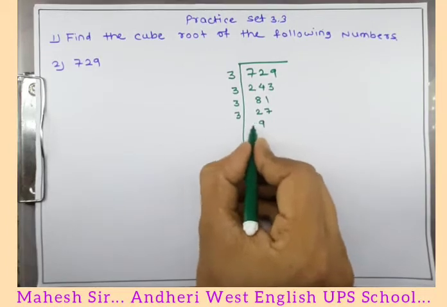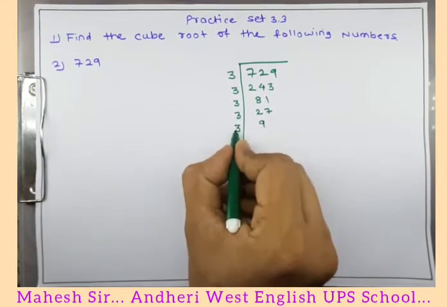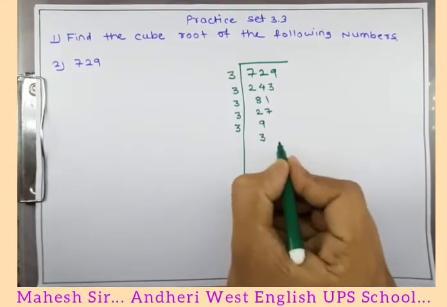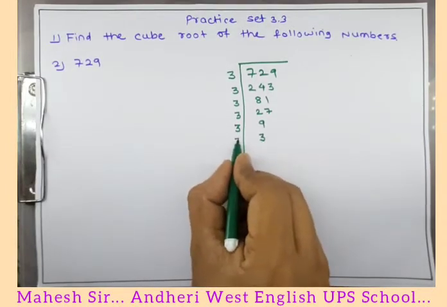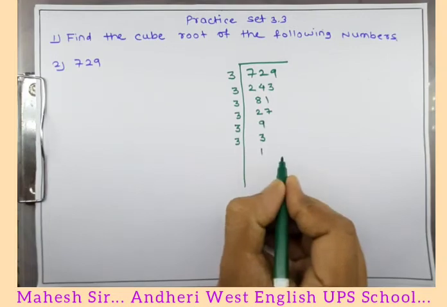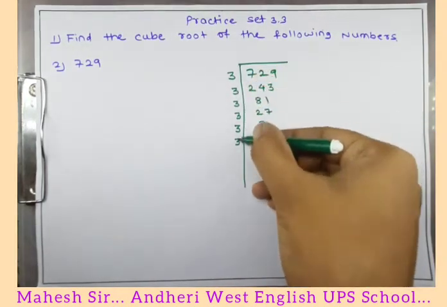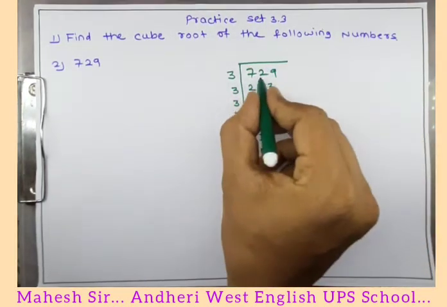Again 9 comes in the table of 3. So I will write 3 1s are 3, 3 3s are 9. 3 comes in the table of 3. Therefore I will write 3 1s are 3. So these are the factors of the number 729.